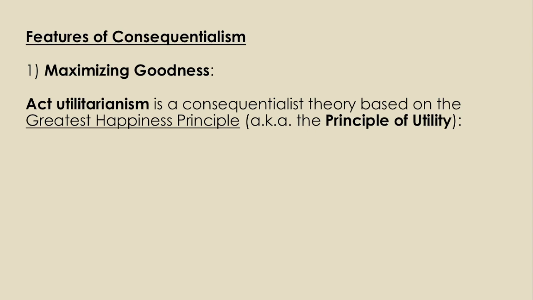So, according to act utilitarianism, we ought, when we are performing an action, calculate the happy to unhappy results and perform the action that has the highest ratio of happy to unhappy results. Now, this theory is often misunderstood, and let me try to dispel a couple of misunderstandings of this theory. First, when we're deciding how to act, we do not have to perform the action that benefits the greatest number of people.